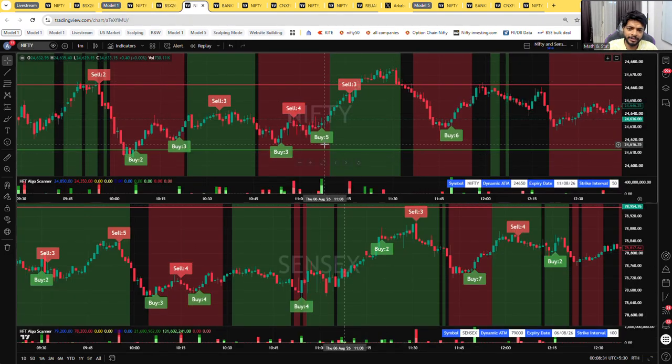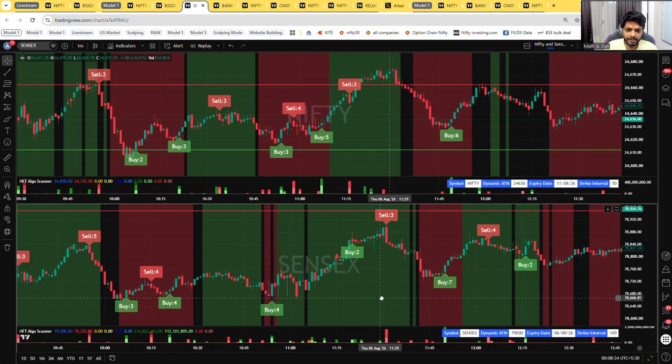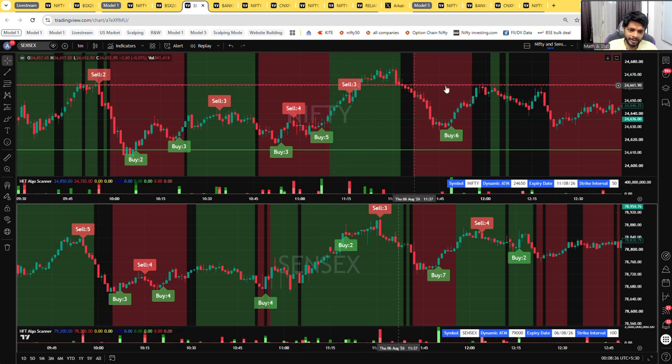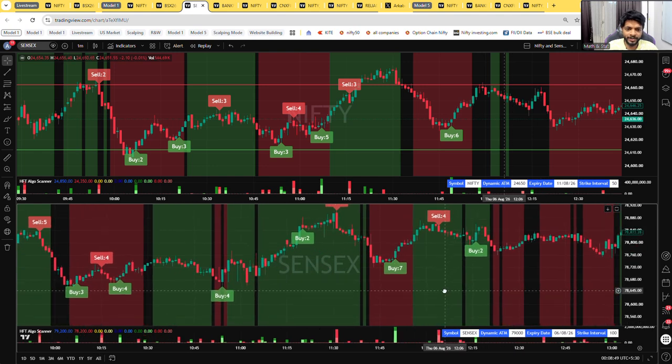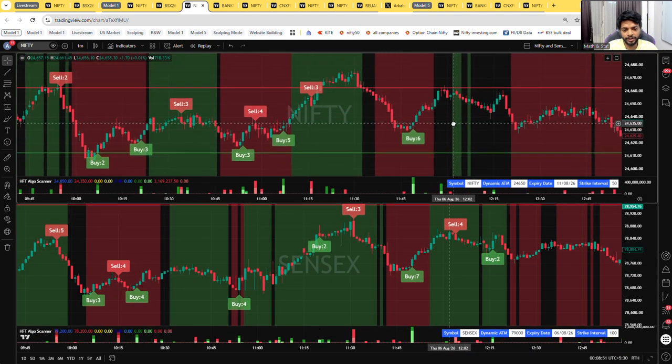And now coming back here, right at the top we again had the resistance line. The sell signal came in Sensex, and the fall started again, then the buy 7 signal. So all these numbers denote strength on a scale of 1 to 10, and this was 7, so that means the strength is good.